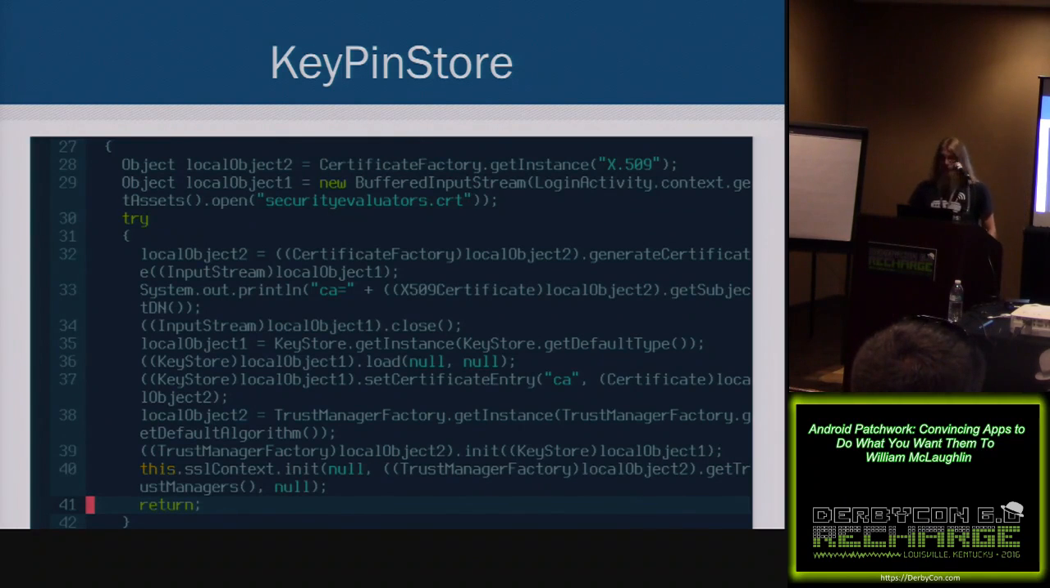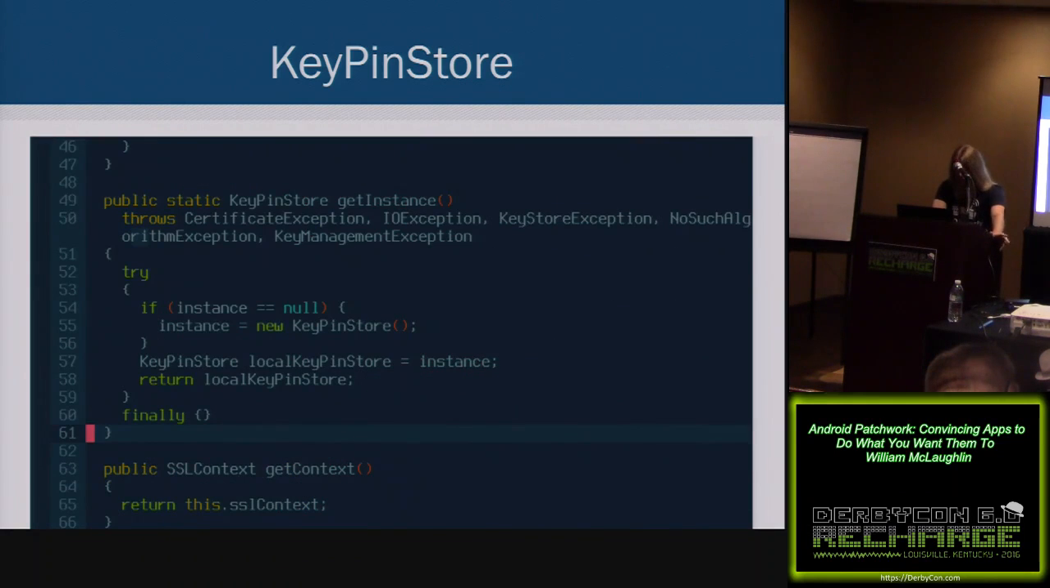After that, a trust manager factory is being created. On line 39, it is being initialized using this key store. And then on line 40, there's an SSL context being initialized using this new trust manager. So a custom SSL context that in the end is using the one certificate loaded from the security-evaluators.crt file. Within this class, there are also 2 smaller functions that are important.